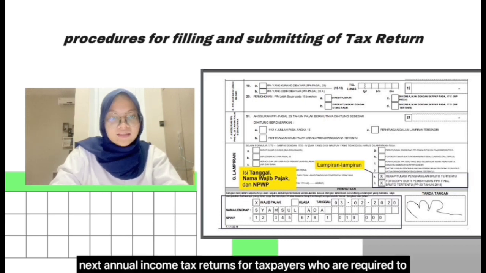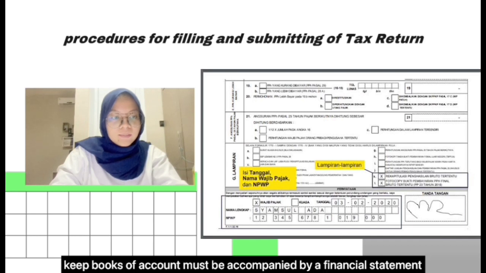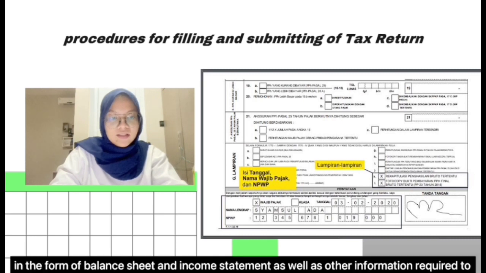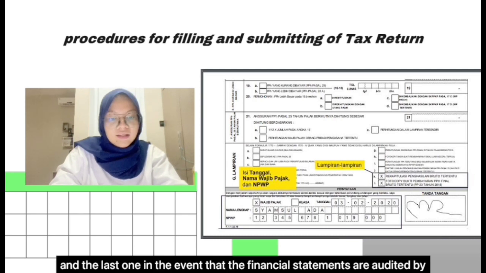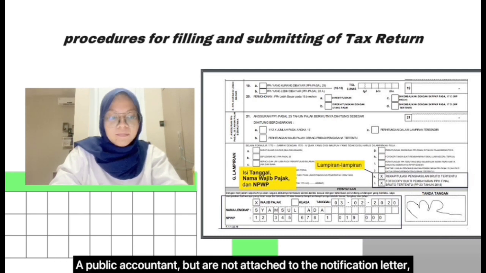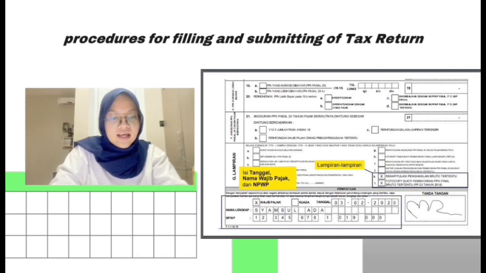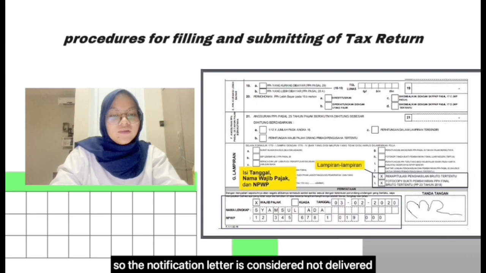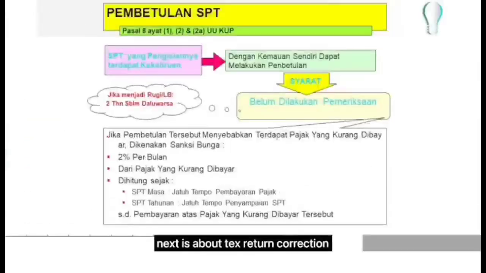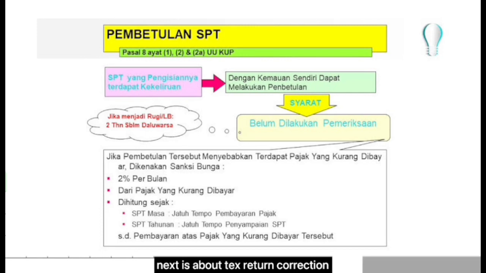Next, annual income tax returns for taxpayers who are required to keep books of account must be accompanied by a financial statement in the form of a balance sheet, an income statement, as well as other information required to calculate the amount of taxable income. And the last one, in the event that the financial statements are audited by a public accountant but are not attached to the notification letter, the notification letter is considered incomplete and unclear, so the notification letter is considered not delivered.